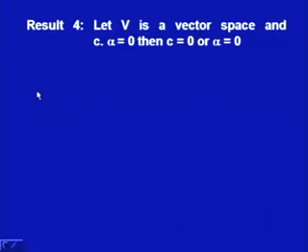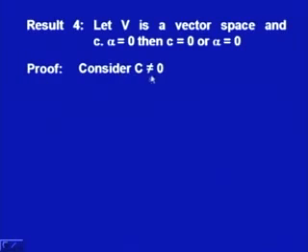Now the fourth result says that if V is a vector space and C dot alpha is equal to 0, then C is equal to 0 or alpha is equal to 0. So whenever C alpha is 0, then one of the two things must happen: either the scalar is 0 or the vector is the null vector. To prove this, we first consider that C is not 0. With this, we will prove that alpha is equal to 0.